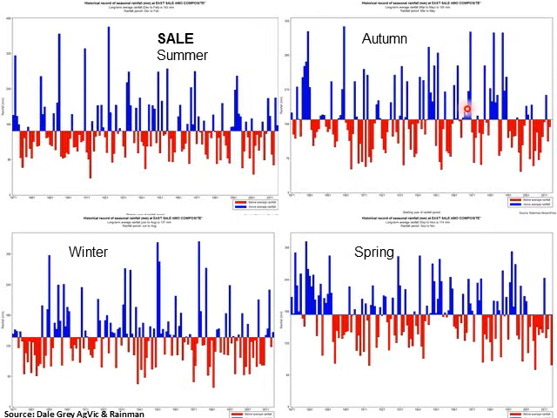Here's Sale, summer, autumn, winter and spring. Again, a lot of variability there. Again, autumn's probably the main season which has been a bit drier in the last sort of couple of decades than it has longer term. Most of the other seasons pretty variable. Spring there's probably only been one sort of wetter spring in the last 10, so that's a bit of a dry run there.